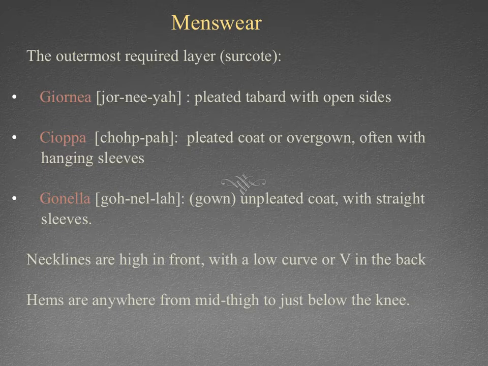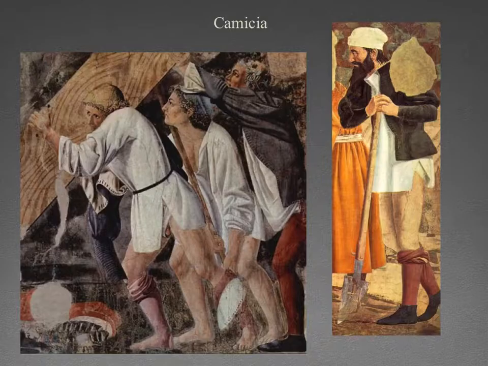Or you could wear a gunella, which is the Italian word for gown, and that's a coat that's not pleated with regular sleeves. In general, the necklines are going to be high in the front, and they're going to curve or have a V shape in the back. And the length of these garments could be anywhere from mid-thigh to just below the knee, although I would say sometimes the gunella could go even further.